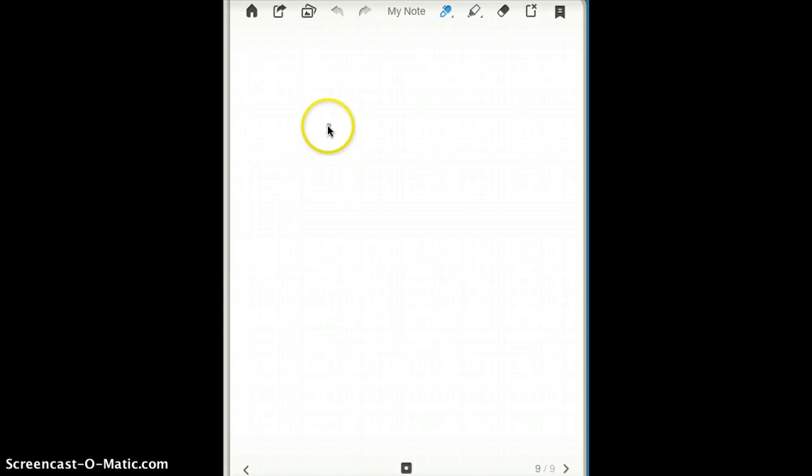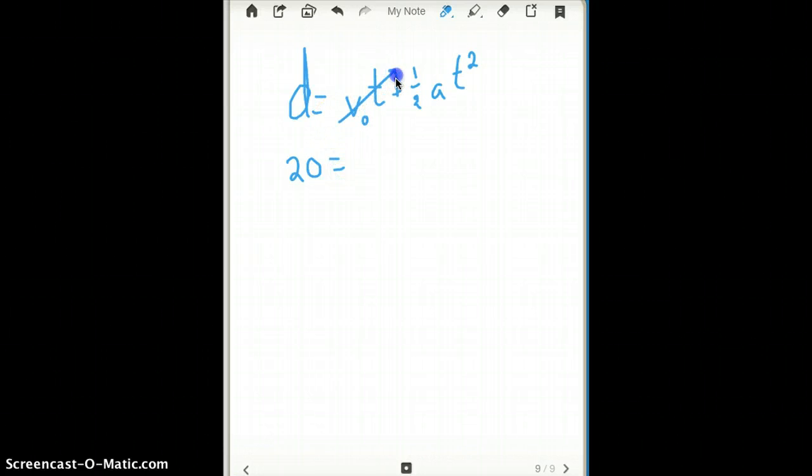So, let's see here. I'm going to choose the equation without V in it. So D equals, oops, sorry guys, V naught T plus 1/2 A T squared. 20 equals, well, 0 times T is just 0. So then I get 1/2 times 9.8 sine 15 times T squared. And now you're just doing simple algebra to solve. All right, hope that helps.